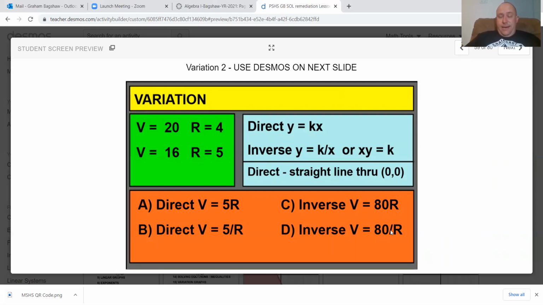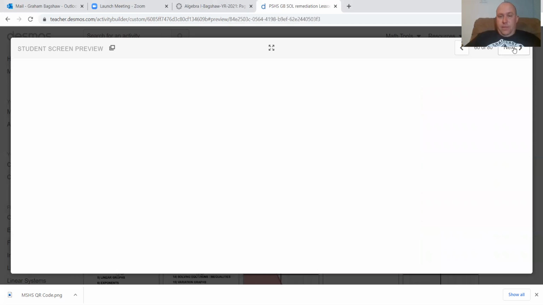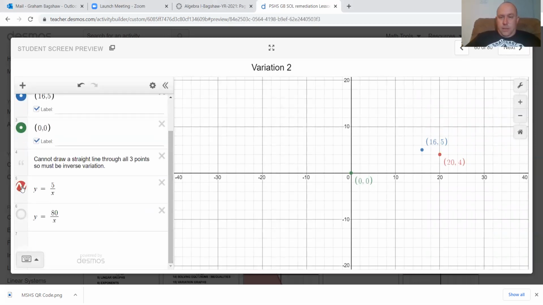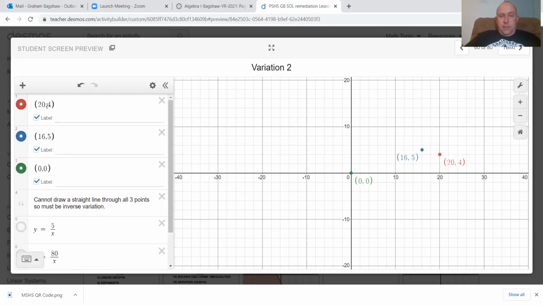For my other 2 answers, I can actually type in each of these equations as well to figure out which is the correct one. So let's have a look to see. Nope. And you can see that that one does go through these 2 points here. Now, the reason the answer is 80, or 80 is an important number for this question, is because for inverse variation, we multiply the 2 numbers together. So 20 times 4 is 80, but notice 16 times 5 is also 80.